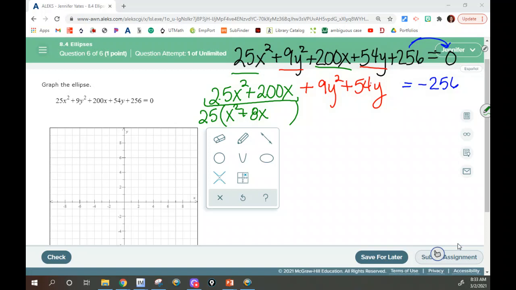Now I'm going to do the same thing with my y's. Does 9 go into 54? 6 times. All right, I'm going to factor out the 9. Why does that keep blinking? Leave some space. And we've got that equals negative 256.